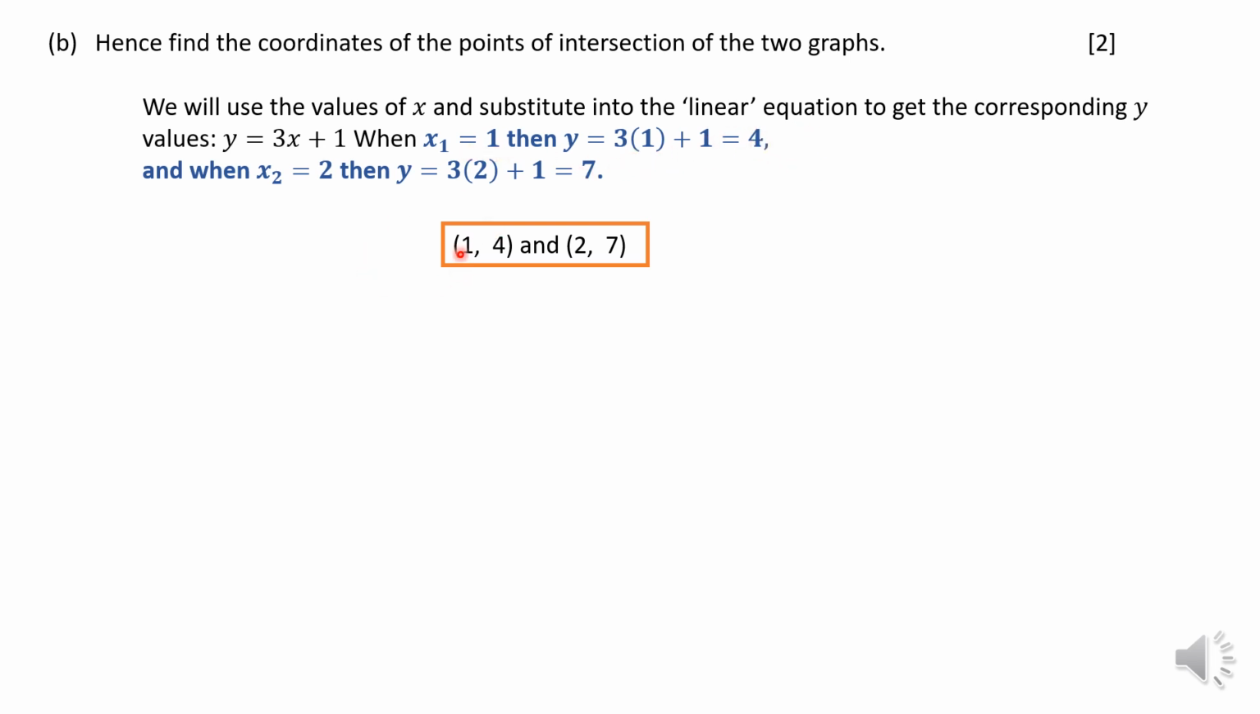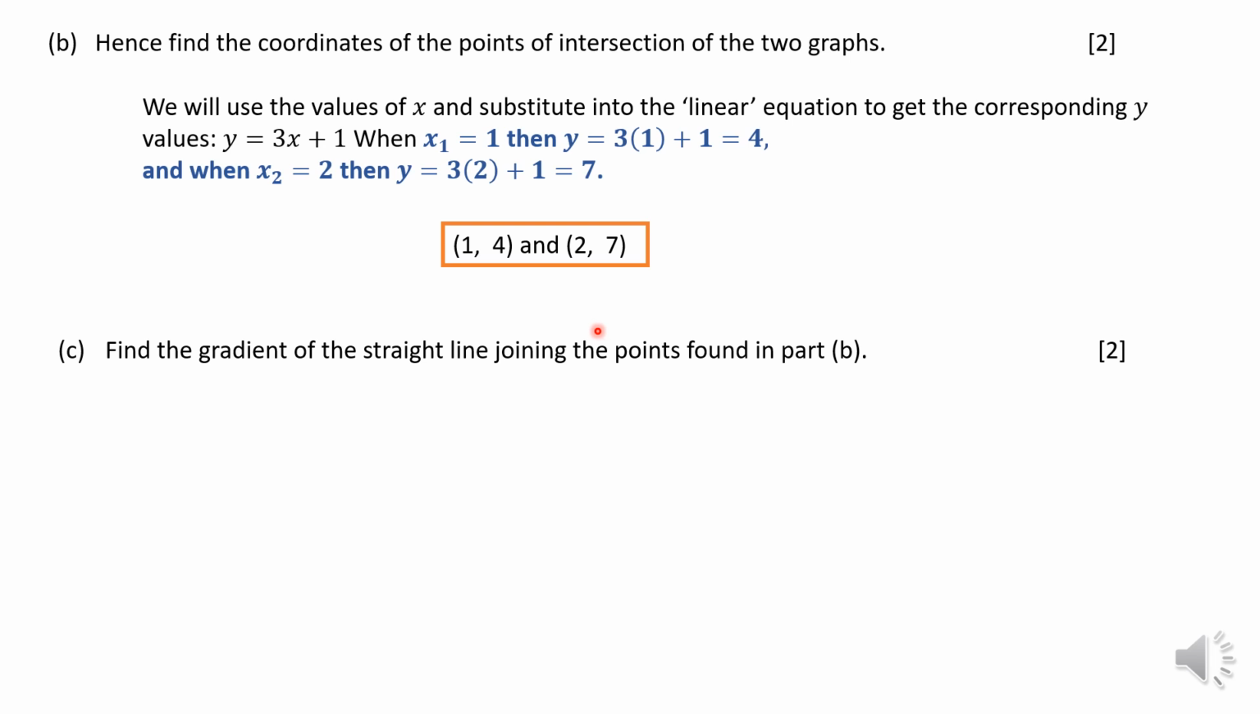So one point is (1, 4), and the other point, when substituting 2 in, is (2, 7). You can always go back, rewind, and have a look where the curve and the straight line meet. I've indicated it there. Then they ask you to find the gradient of the straight line joining the 2 points. This is very easy and straightforward because you've got 2 points. You can use the formula to find the gradient.